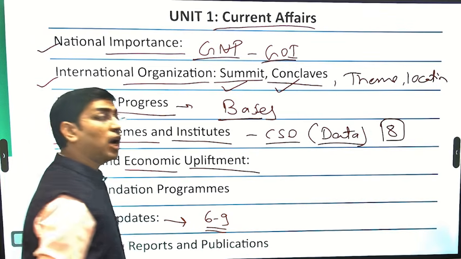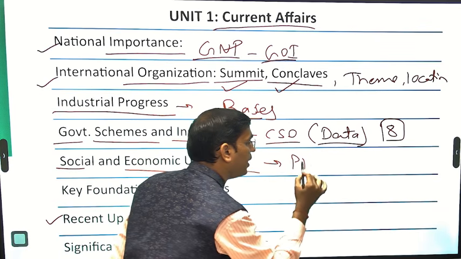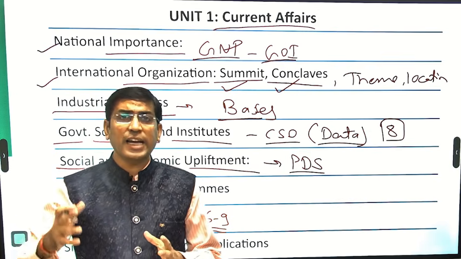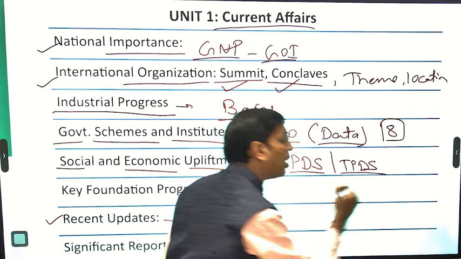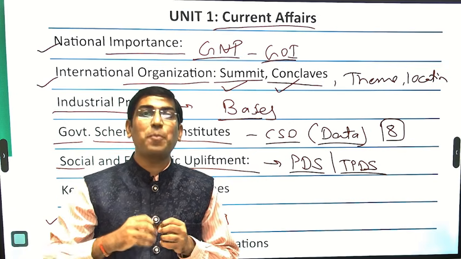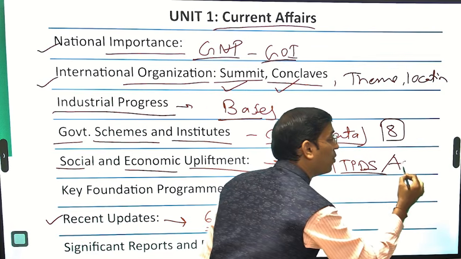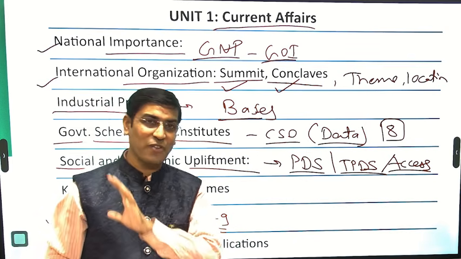Social and economic upliftment. Whatever schemes are there, for example, PDS, public distribution system. It could again be segregated like targeted public distribution system. So what is the aim accordingly? So that we are able to reach the poor people, so that access to the commodity could possibly reach the poor family.